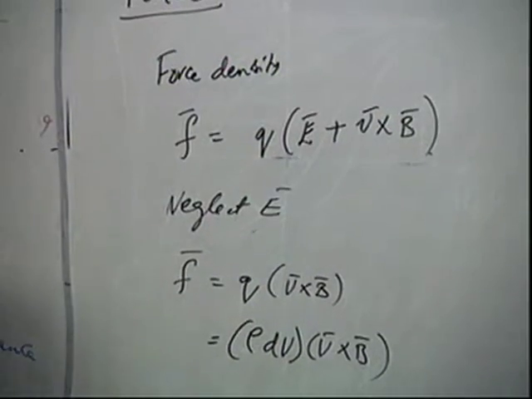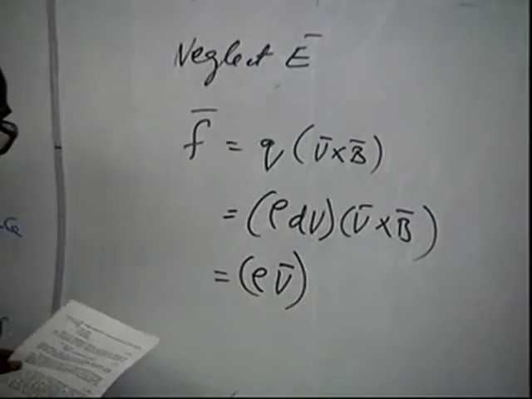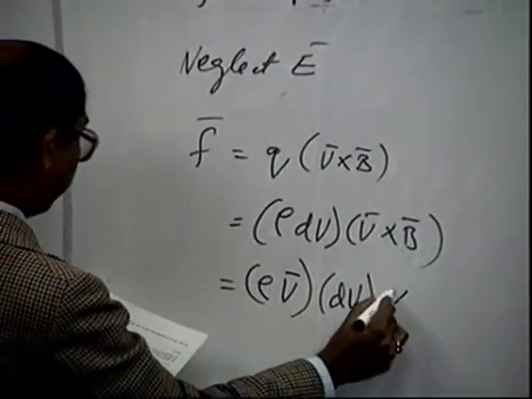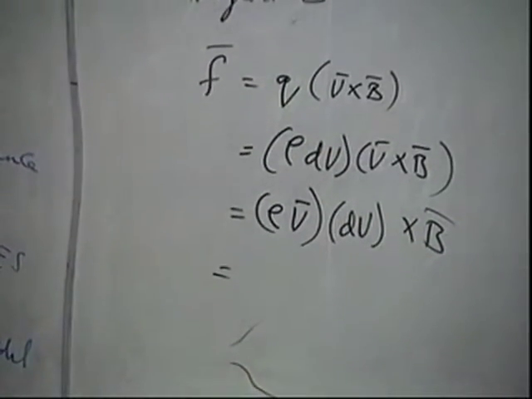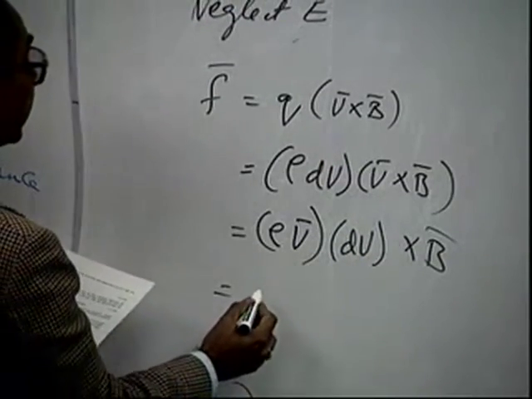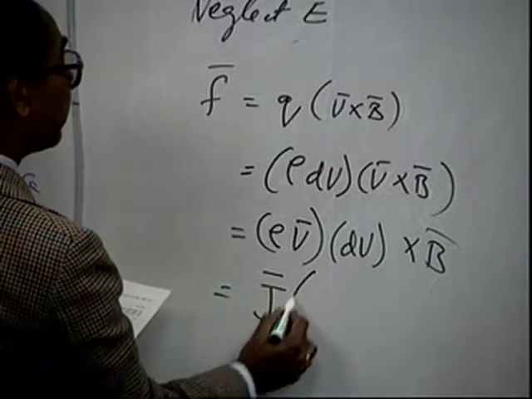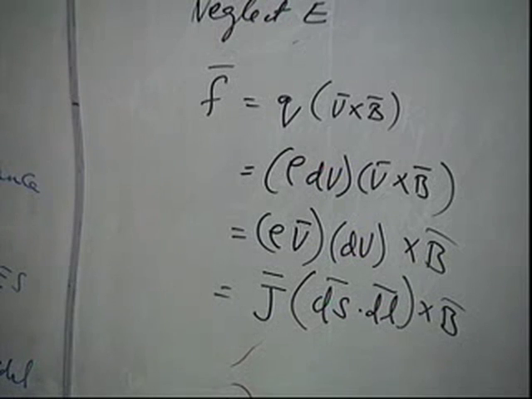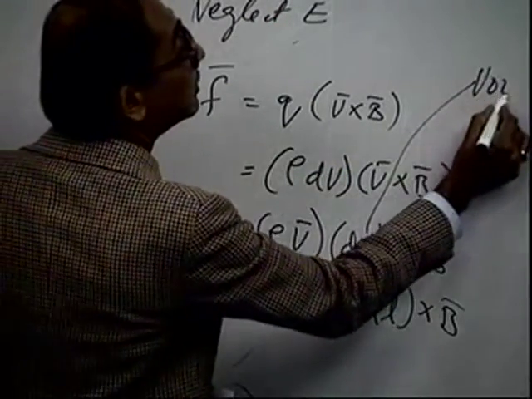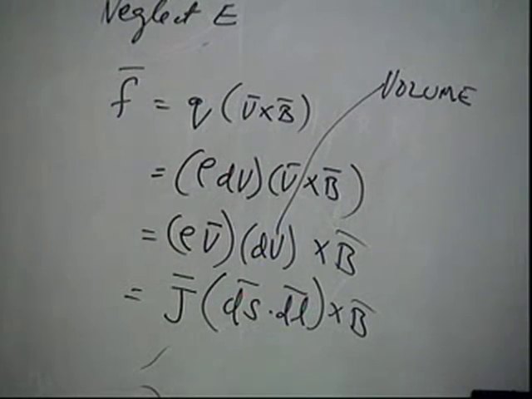We have rho dV into V cross B, or we can say rho V into dV cross B. If you have the charge density into velocity, you can write this as J. Because the charge density into velocity, as they are moving, will have the dimension of a current density J.